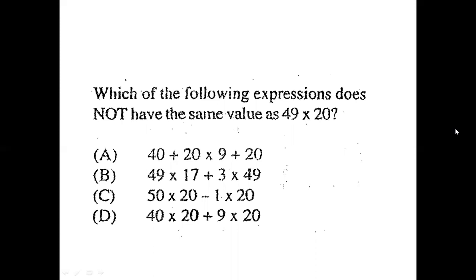Have you read the question? Read the question. The answer is C. Sorry, the answer is C, sir. How did you get C? Sir, 50 times 20 gives you 1,000. 20 times 1 gives you 20. When you add them, you get 1,020. No, sir. Check it again. You'll get 980.